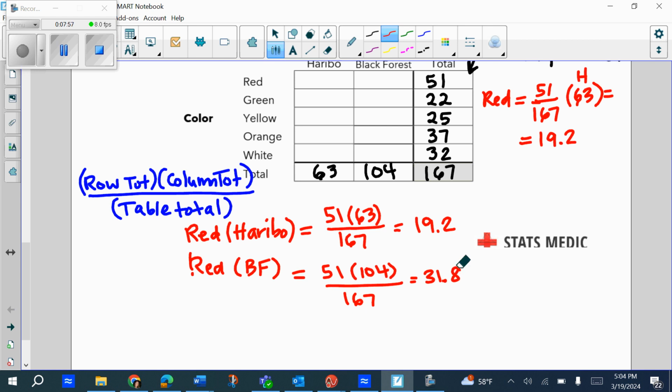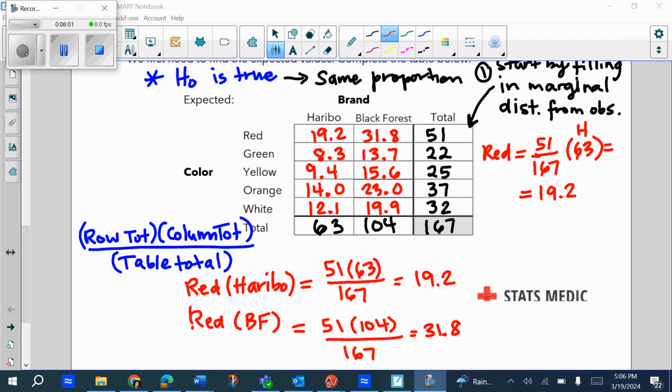Go ahead and pause this video and complete that for the rest of the table. So here are the totals you should have for your expected counts for the color distribution for each brand of gummy bear. Hit pause and complete this if you have not done so.